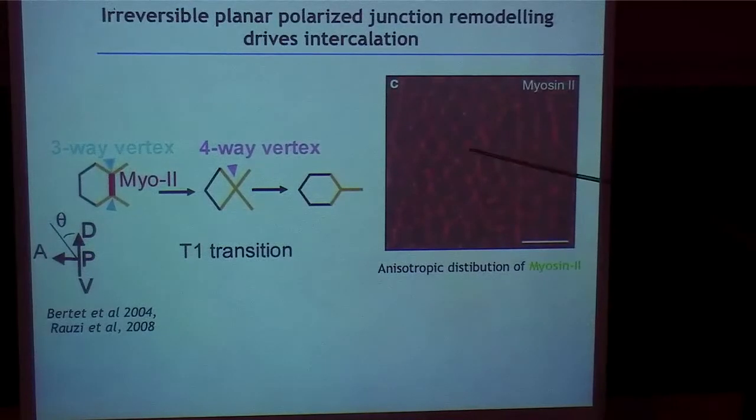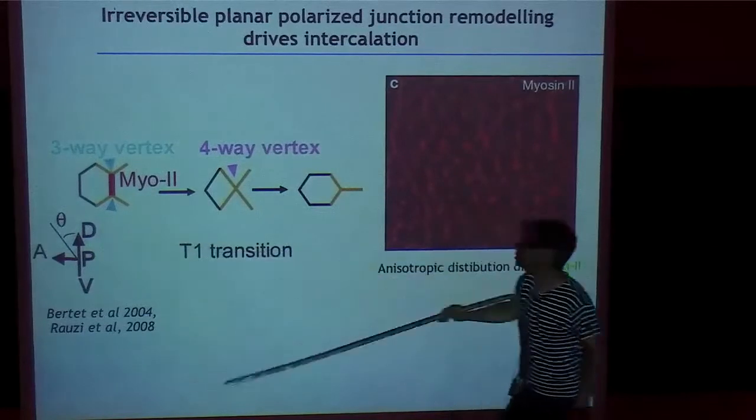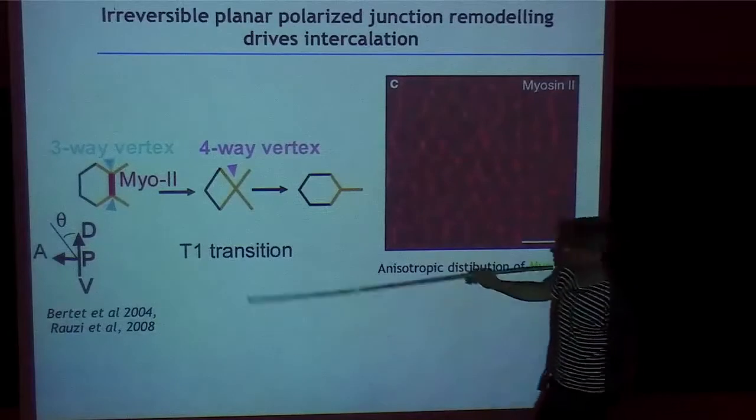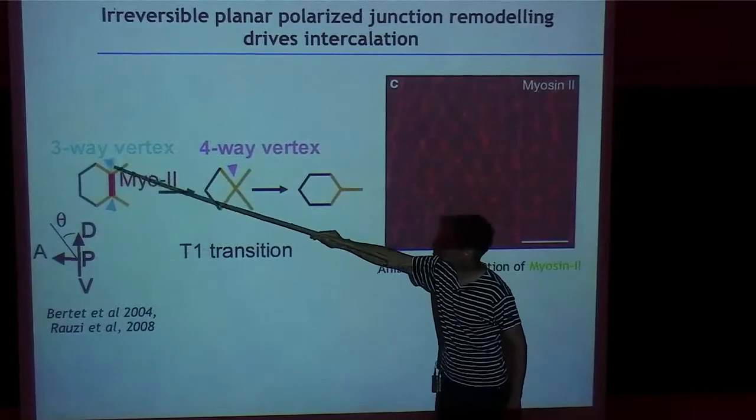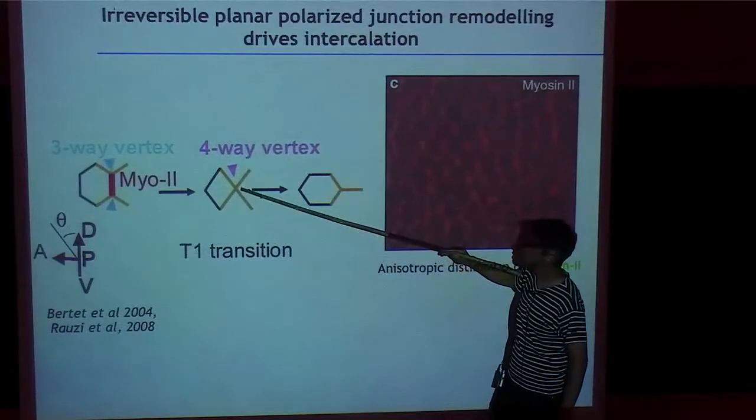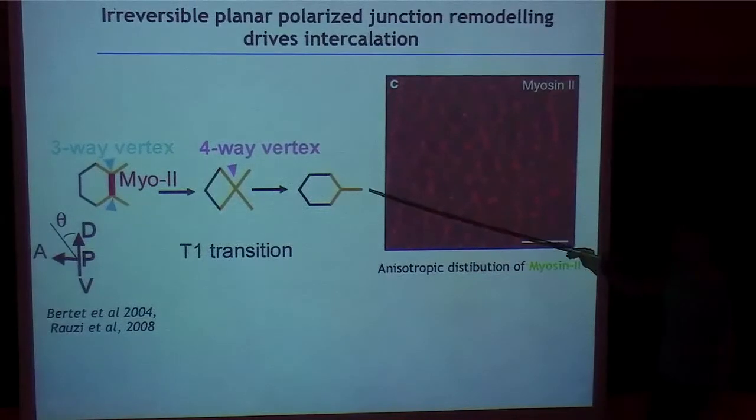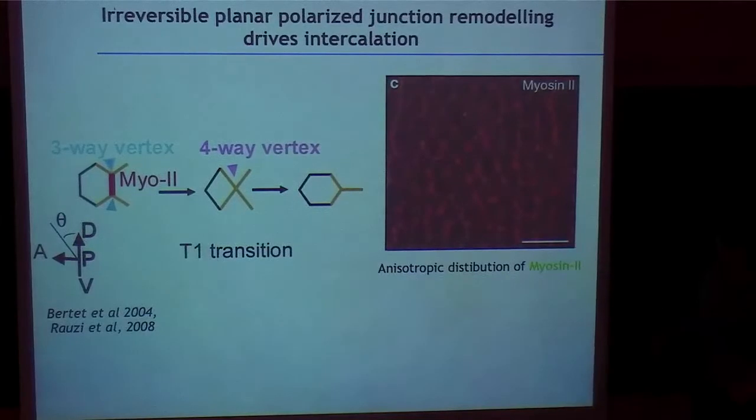You see that this vertical junction, oriented along the dorsoventral axis, has more myosin, is more enriched, so there is more myosin along these contacts compared to the transverse contact. And this yields shrinkage of this junction, bringing these 4 cells into contact, forming a 4-way vertex, and then a new junction expands. This is called a T1 transition, an exchange of cell neighbors.